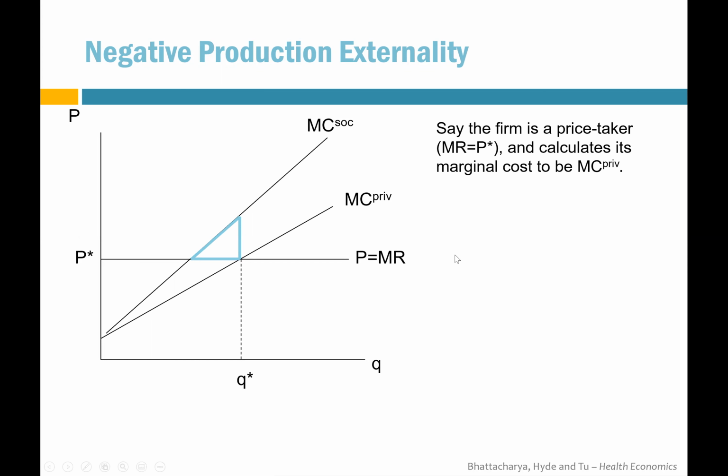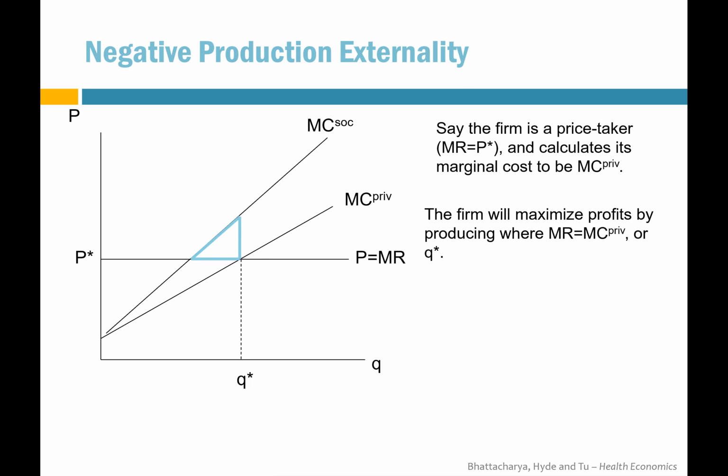So let's suppose that this firm is a price taker where price is equal to the marginal revenue. You don't need to worry about the jargon on that. Just assume that it's a market where they can't control the price. In other words, they're not a monopolist or something like that. And so this firm calculates that its marginal cost corresponds to this line here, this MC private, or this marginal cost private. So for this quantity, it costs them this much. Go a little further up, this quantity costs them this much, et cetera, et cetera.